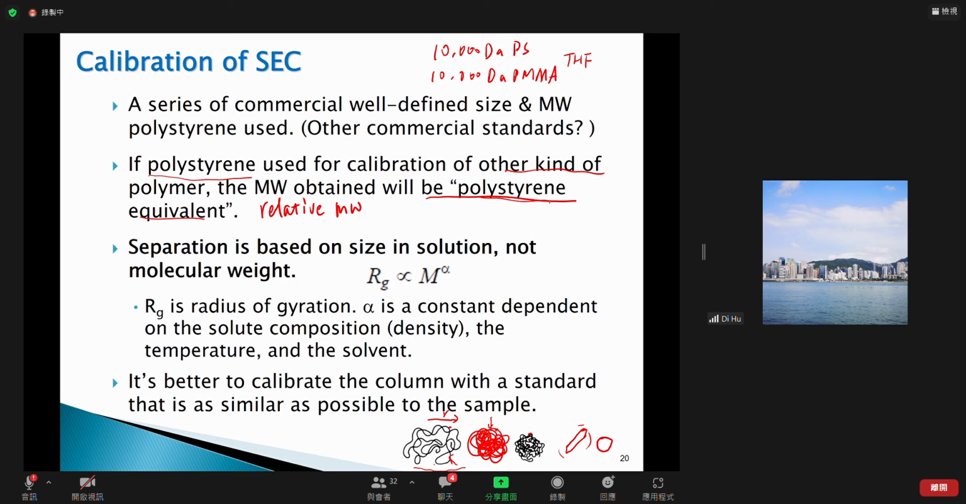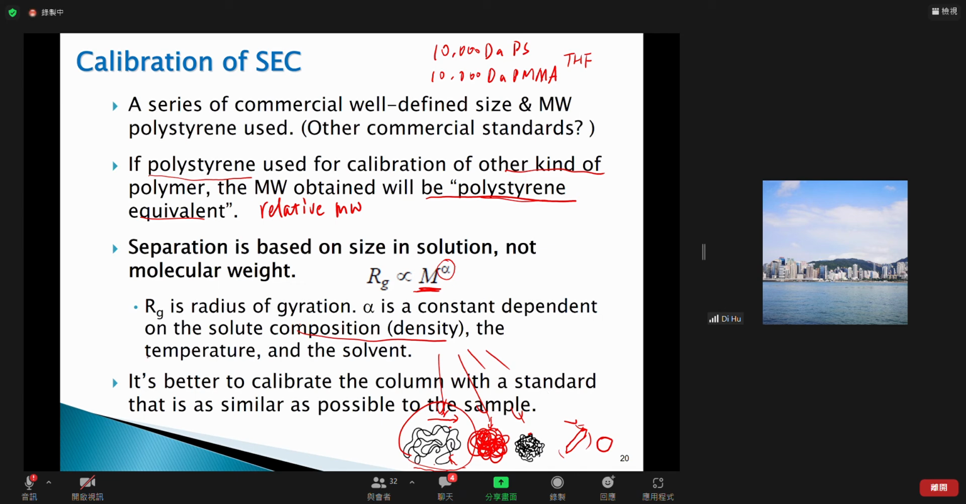Many polymers have a structure like that one, the random coil structure. So we can relate its size to the molecular weight by this equation. Its radius of gyration is proportional to the molecular weight to the power alpha, and alpha is a constant that depends on the solute composition, the density we just talked about. So which type, different conformation.